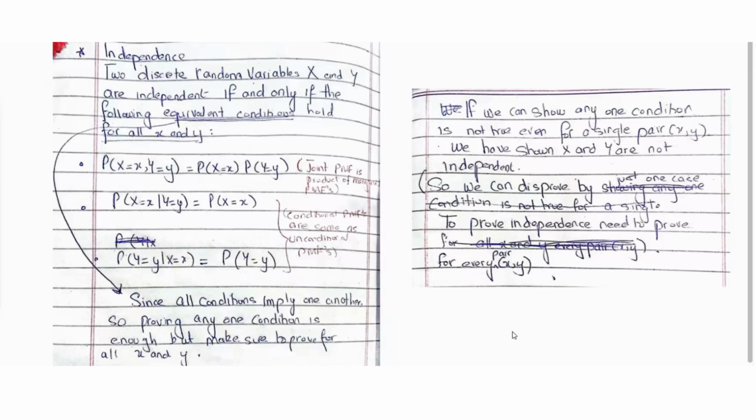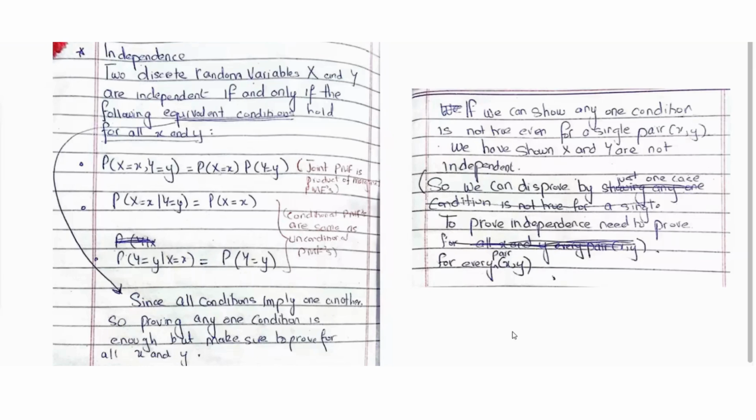We want to now look at the concept of independence when we're looking at jointly distributed random variables. Now, two discrete random variables, x and y, are independent if and only if the following equivalent conditions hold for all x and y. So the first is that the joint PMF is the product of the marginal PMFs. Again, this has to hold true for all values of x and y.